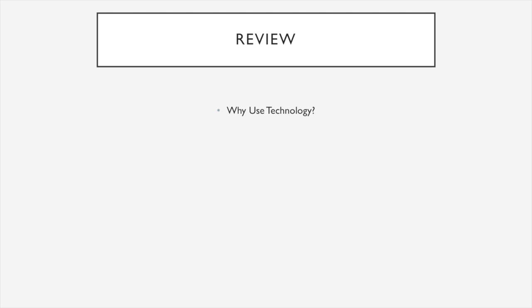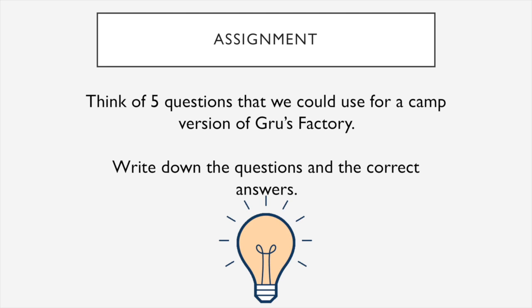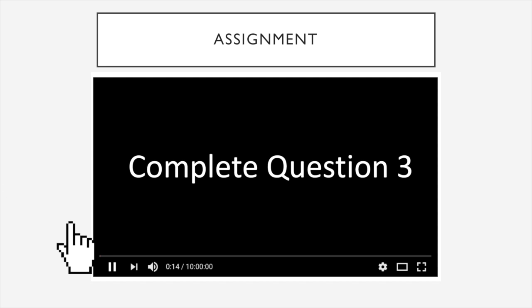So, for review, we talked about why using technology can be useful in the classroom. I gave you some ideas for technology warm-ups, and then you wrote down some ideas of your own. Next, I showed you some of my favorite technology games, and now I'm going to give you an assignment for camp. I want you to think of 5 questions that we could use for a camp version of the Gru's Factory bomb game. Write down the questions as well as the correct answers, and make sure the answers are correct, otherwise the students will get mad at me. Pause the video now and complete.